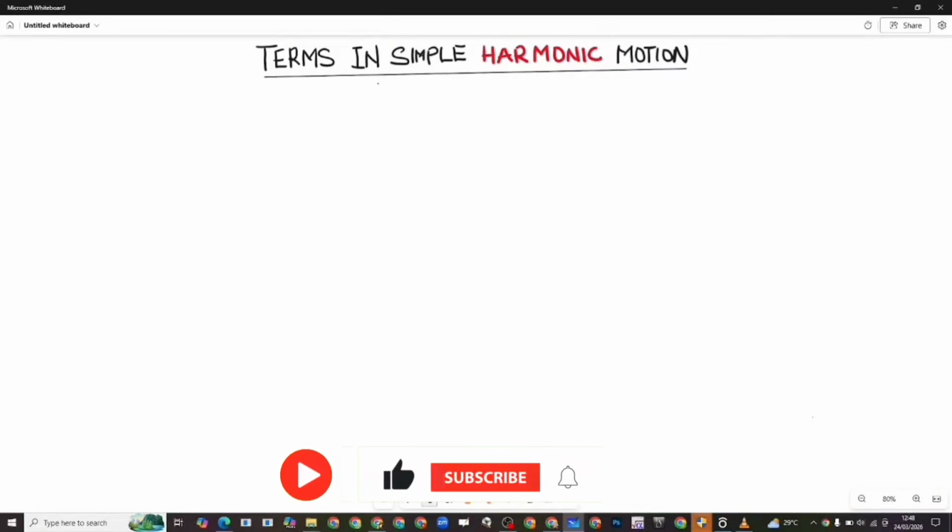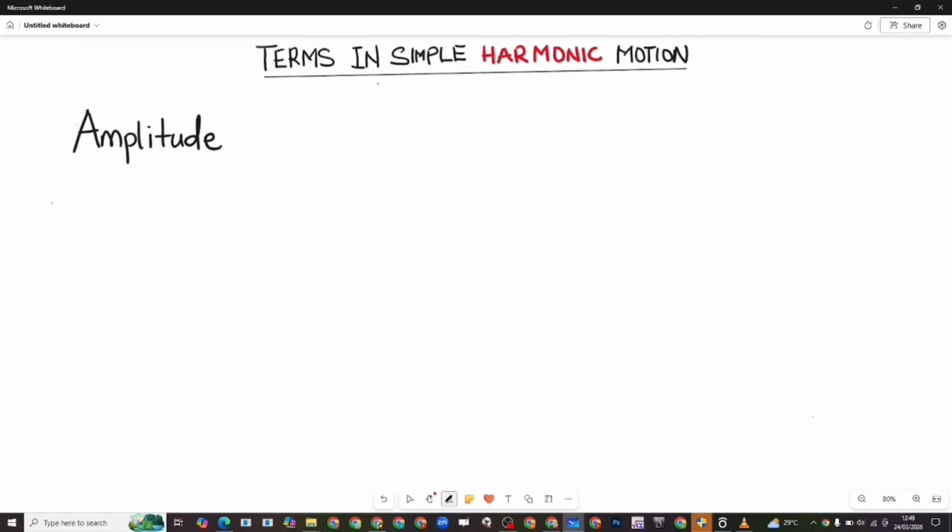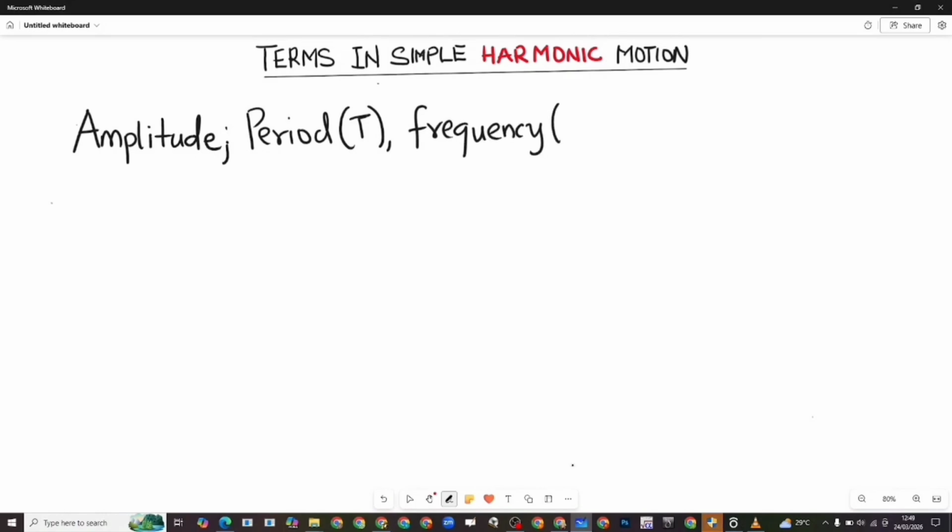Alright guys, so let's look at the terms used in simple harmonic motion. There are basically three terms used in simple harmonic motion. We have the amplitude, we also have the period, denoted by T, and we have the frequency, f. These are the three basic terms. The amplitude is nothing more than the maximum displacement from the equilibrium central point. The equilibrium point is the balance point, the highest maximum displacement.